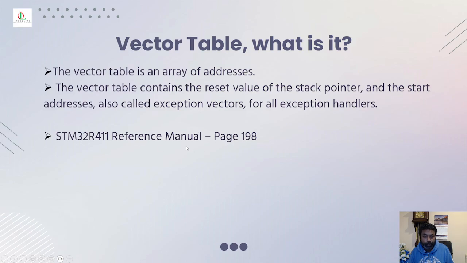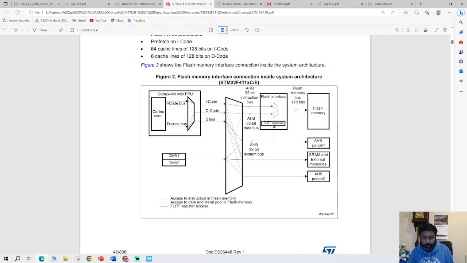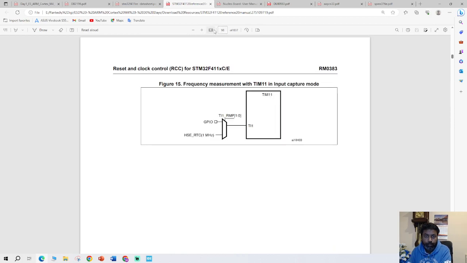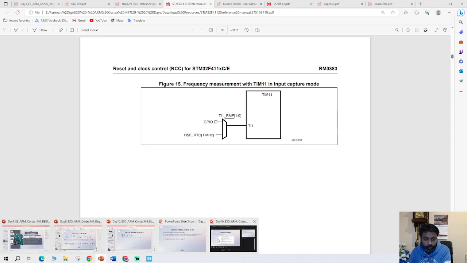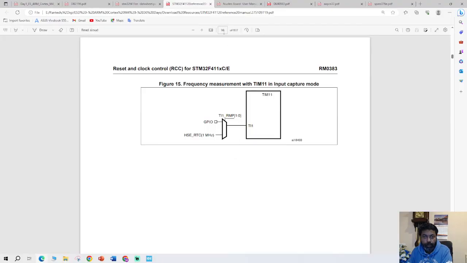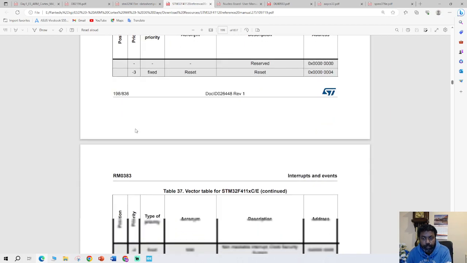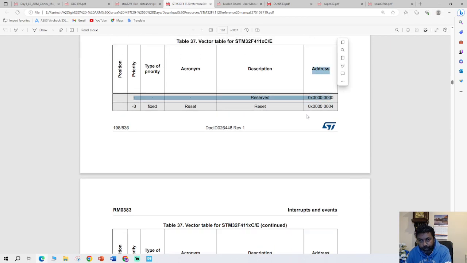So let's go into the reference manual, page 198. You will see the exception handler. Sorry, what did I say? 198, sorry. Page 198 on the exception handler. You will see the vector table, the interrupts and the events, and this is the vector table. Every exception and interrupt will have its priority and its position, and also its addresses. For every exception, you will have a start address where it actually is, and also a priority. So this is a vector table.